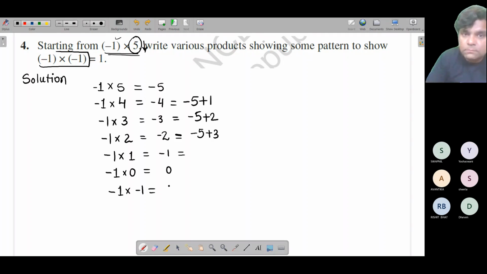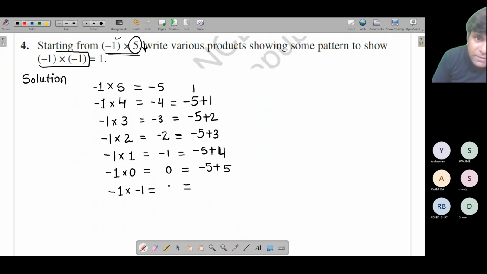Sir, I was not asking that. Yes, sir, now understood. Sir, we have to do it up to -1 times -1. Yes, we have to write this -1 as -5 plus 4. You can write it like this, -5 plus 5, and so on.